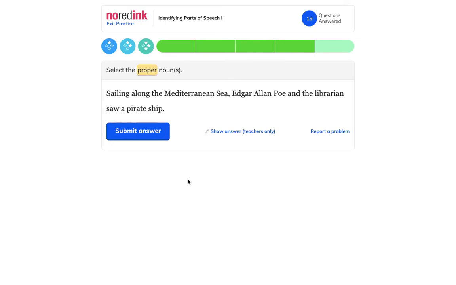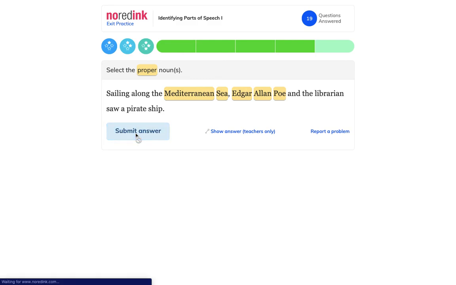Sailing along the Mediterranean Sea, Edgar Allan Poe and the librarian saw a pirate ship. Mediterranean Sea is a specific place. Edgar Allan Poe is a specific name. They are proper nouns.